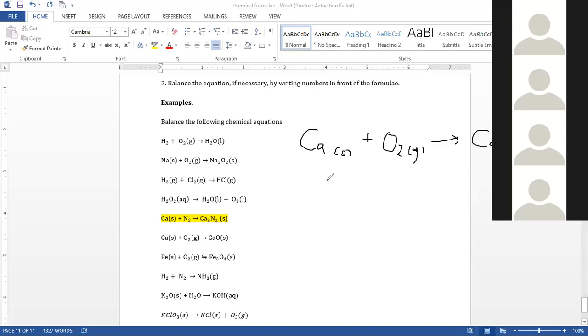How many atoms of calcium? Let me use a red color. How many atoms of calcium are we having? One. Now, do you see why for oxygen there are two and calcium is one? Do you understand? You just see it like that.